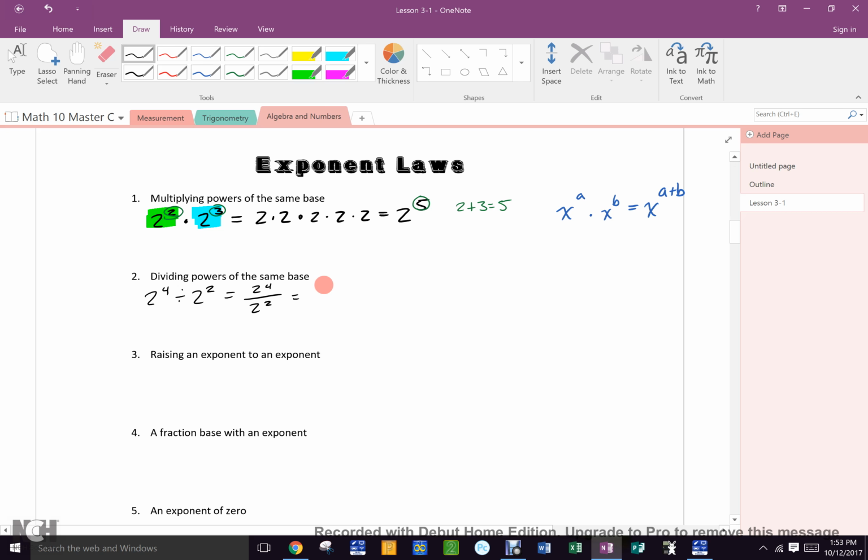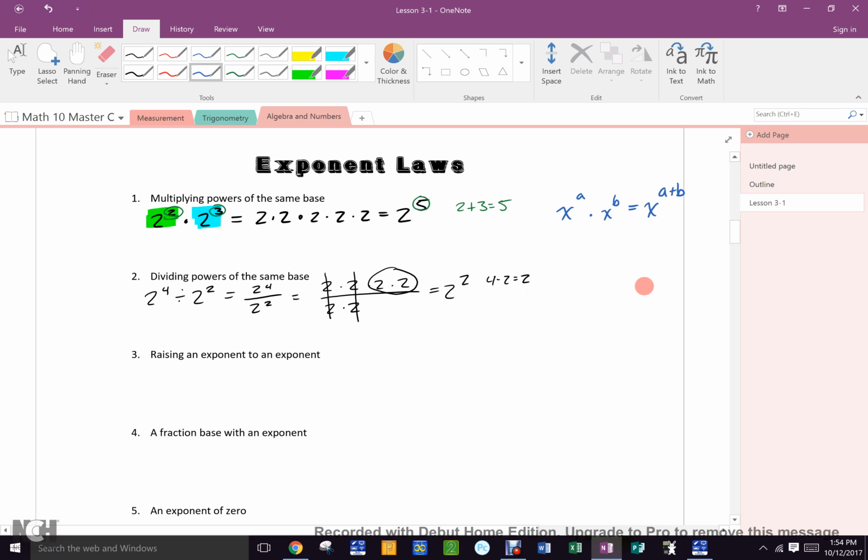Now again, what does that actually mean? What is 2 to the 4th? 4 minus 2. 2? No, that's what you do. What does it mean? What do you do with the 2's? Cancel, cancel. What's left? 2 squared. The relationship is 4 minus 2 equals 2.